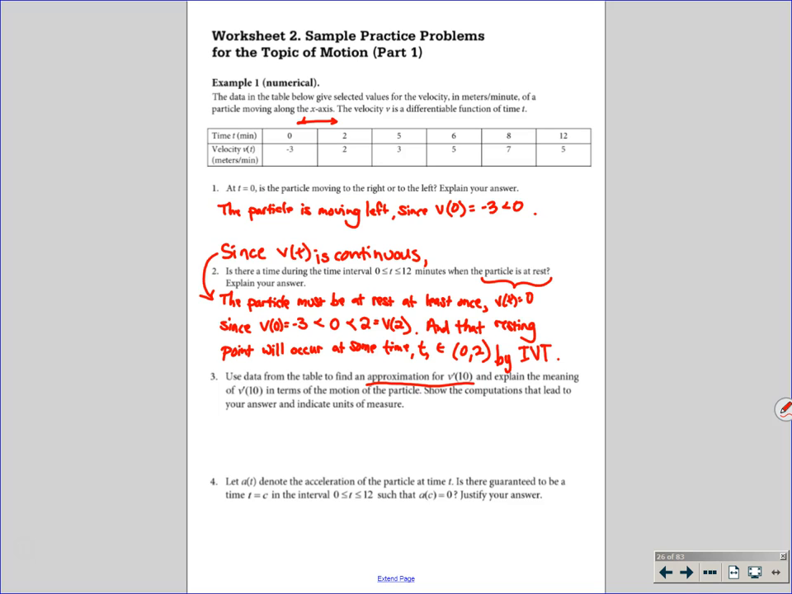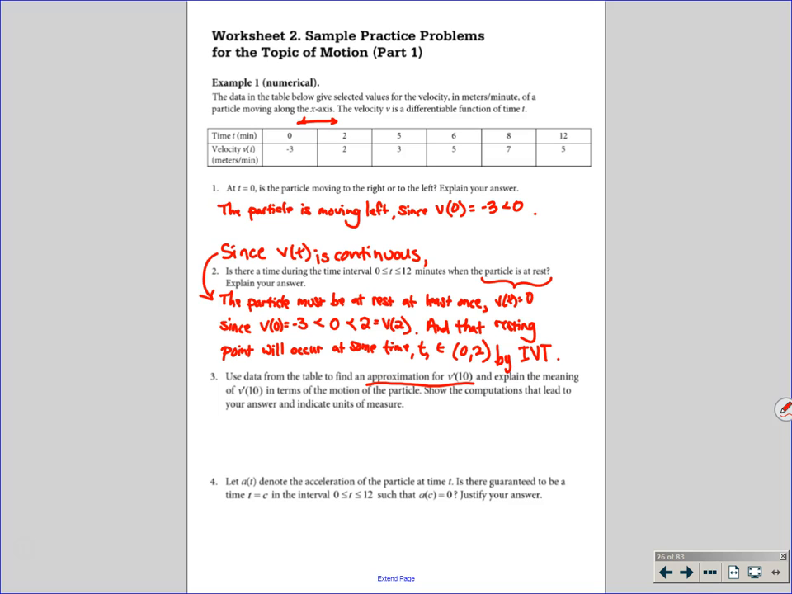How do I approximate a derivative? S of b minus s of a all over b minus a. How do I approximate an instantaneous rate by an average rate? That's what the OChem tutor was using as an example, saying the secant line approximates the tangent line, the average approximates the instantaneous.